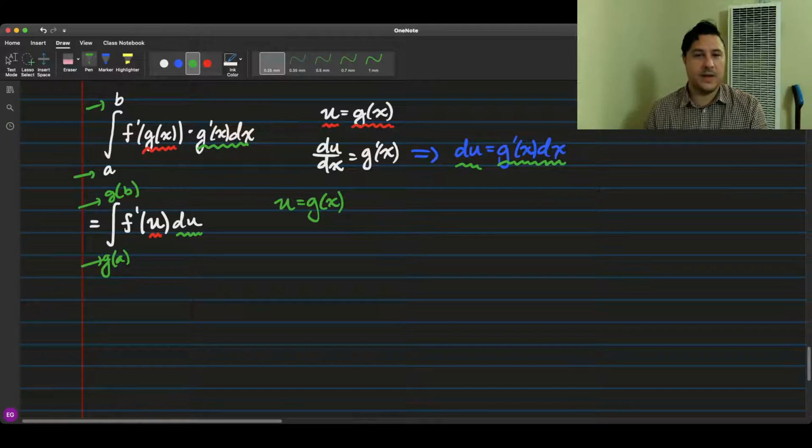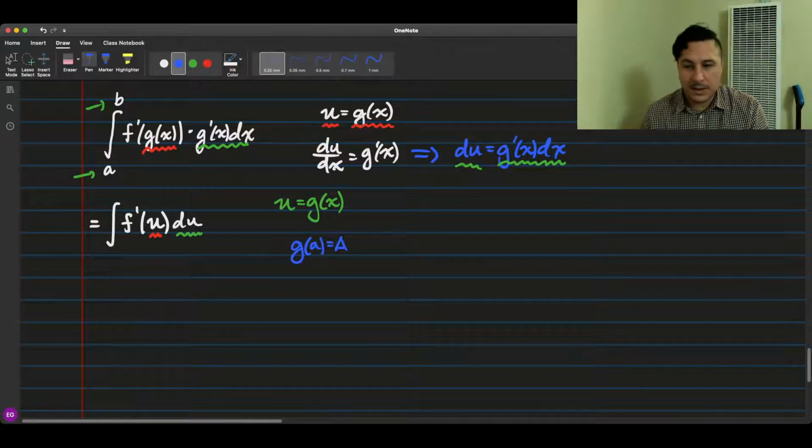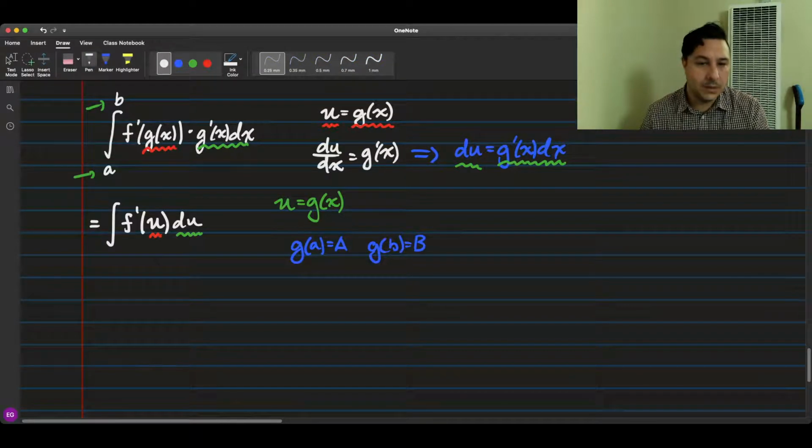So let's call those values something. So let's say that we're going to call g of little a, let's call it big A, and g of little b, let's call it big B. So now we'll be integrating from big A to big B.